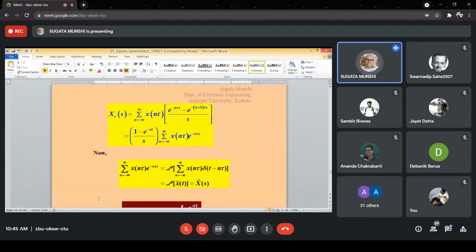What is there at the output of the DAC or the zero order hold? It is small x_r(t), whose Laplace transform is capital X_r(s). So what does this represent? Whatever is there within first brackets, 1 minus e to the power minus sτ by s. What does it represent? Sorry, on the left hand side, you have the Laplace transform of the output. On the right hand side, you have a function of s times the Laplace transform of the input. So what is this one?